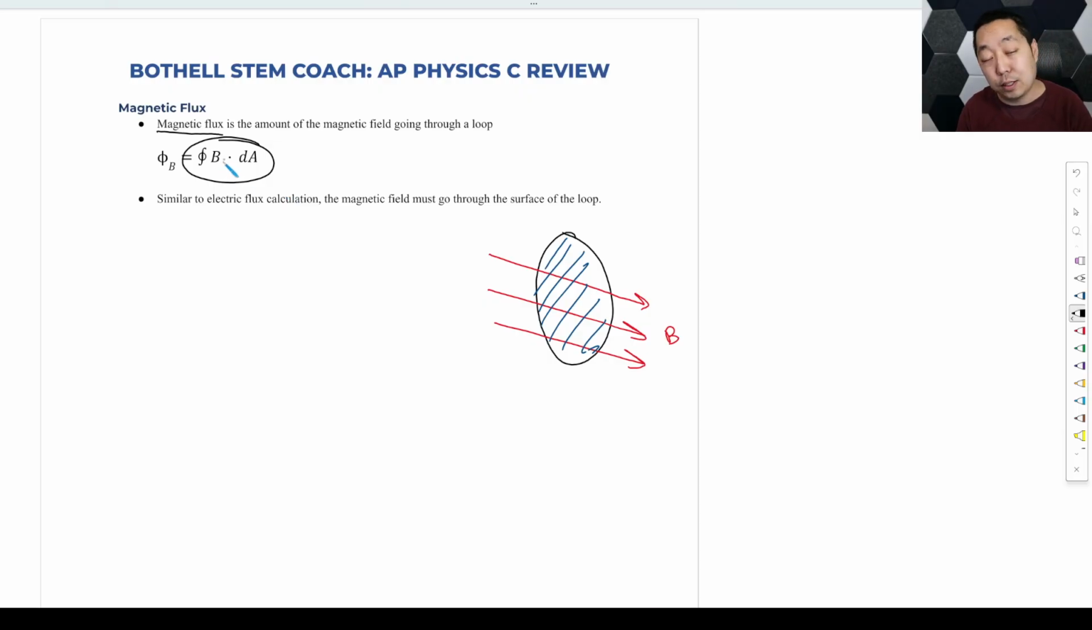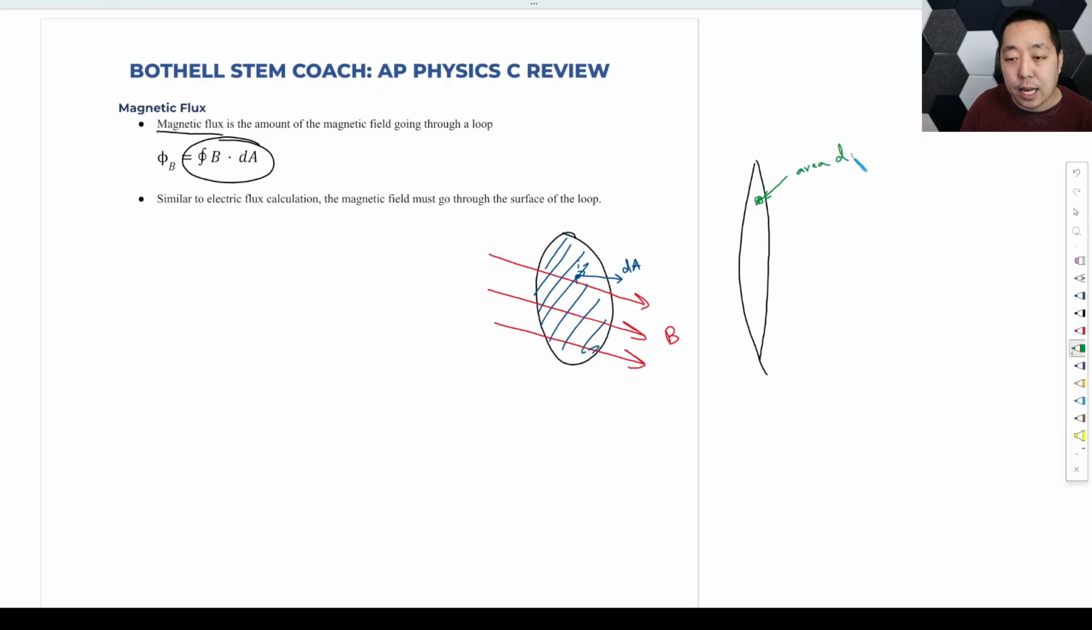Now, it's a dot product. So how does the dot product work? Well, technically, if you think about an area, there's not really a vector for area, but we think about it as if you take a little chunk, there is a vector that's perpendicular to the surface. We call that dA. So if you take a little area and chop it up, let's make it a side view, and take a little chunk like this, this thing has area dA. But the dA vector is perpendicular to the surface, and it has a magnitude which is the area of that chunk.